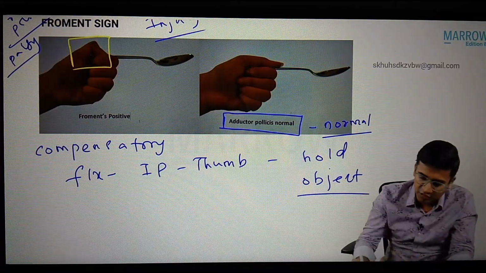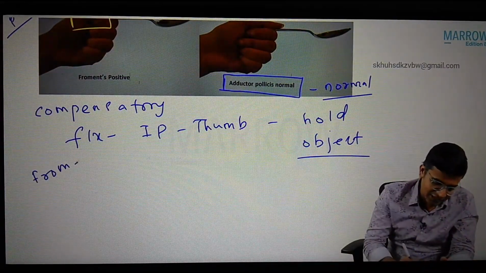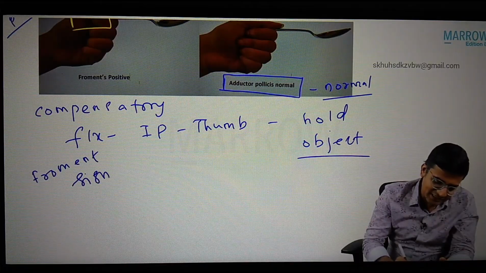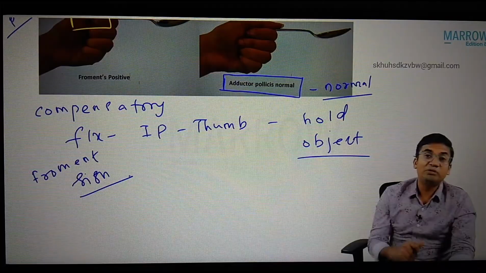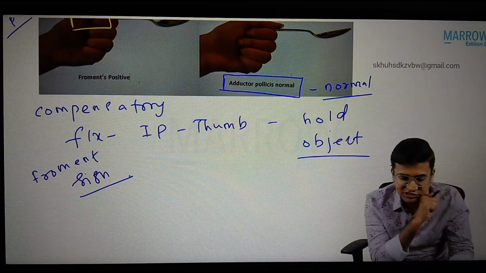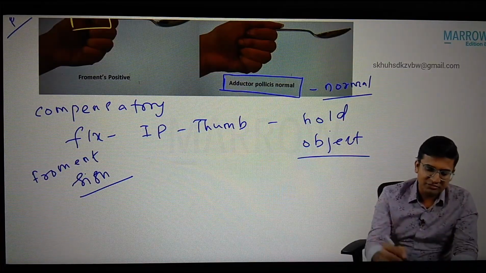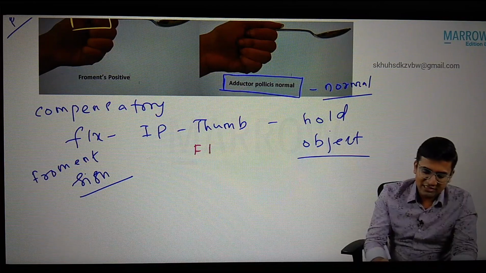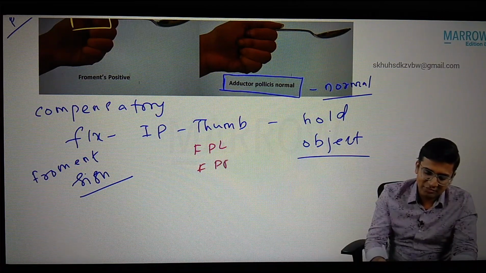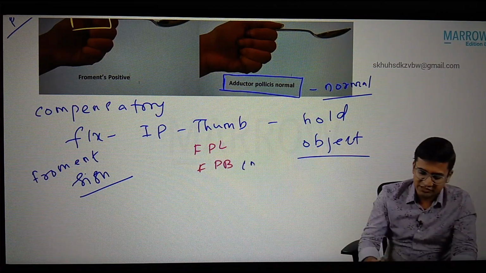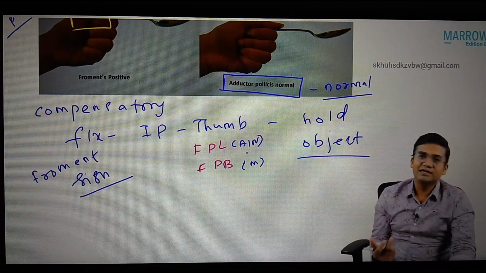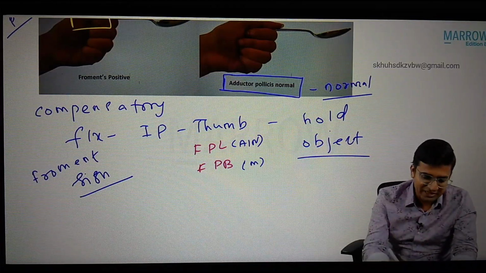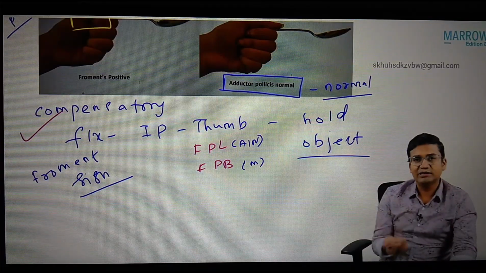Now, this sign is called Froment sign. In ulnar nerve injury, you see Froment sign. What is Froment sign? Compensatory flexion of the interphalangeal joint of the thumb. Flexion of the thumb is by flexor pollicis longus and flexor pollicis brevis. Flexor pollicis brevis, median nerve. Flexor pollicis longus, anterior interosseous nerve. So, median nerve and anterior interosseous nerve are normal. So, the patient is flexing the thumb and then holding the card.